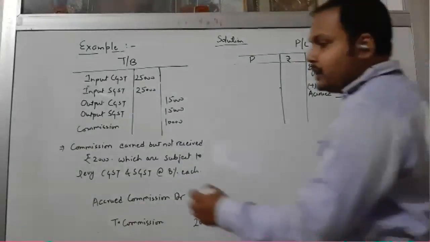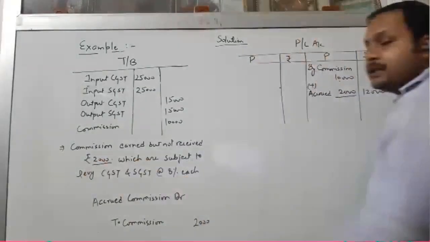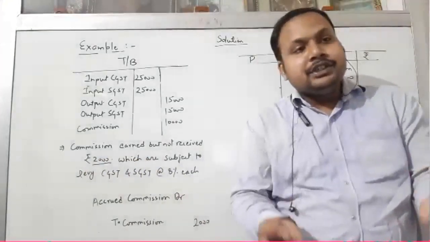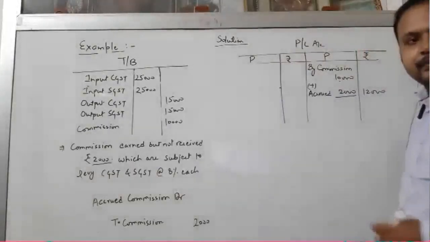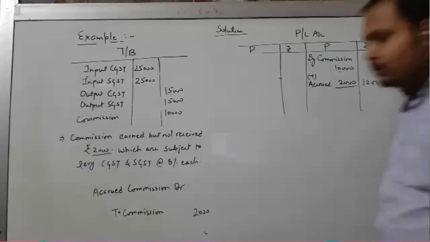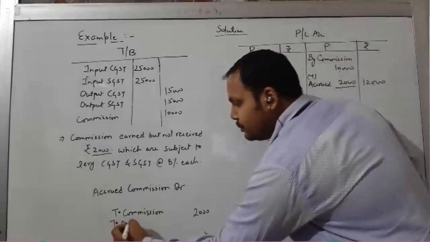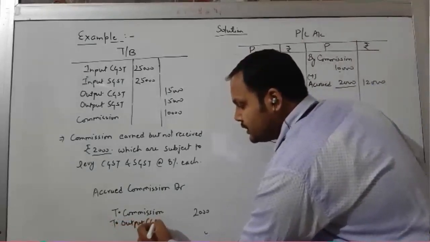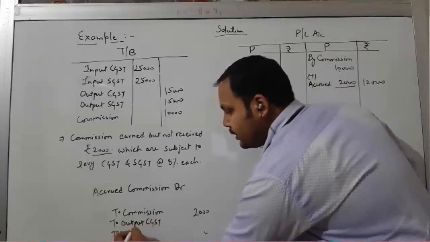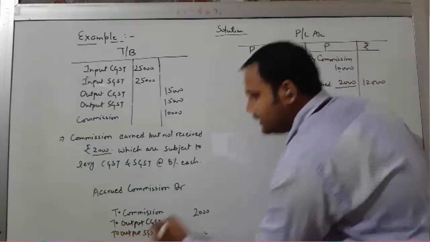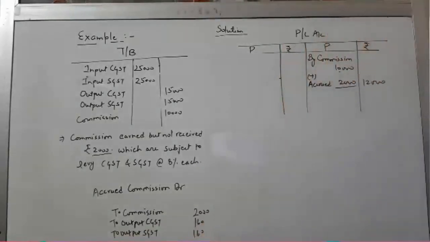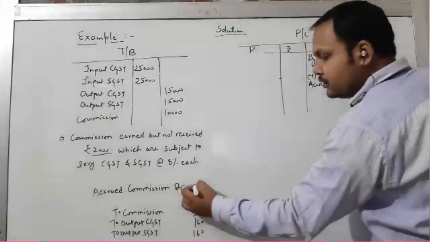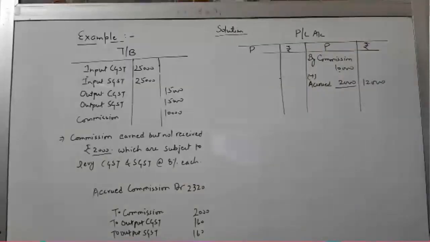Because you know very well, जब आपको ये कमीशन मिलेगा तो उस पे 8% जीएसटी भी चार्ज होगा. And you know very well, जब भी जीएसटी रिसीव होता है it will be termed as the आउटपुट सीजीएसटी और आउटपुट एसजीएसटी. Okay, so we created the आउटपुट सीजीएसटी और आउटपुट एसजीएसटी, that is 8%. 8% is 160 and total accrued commission will be 2,320. So the total accrued commission will be 2,320.